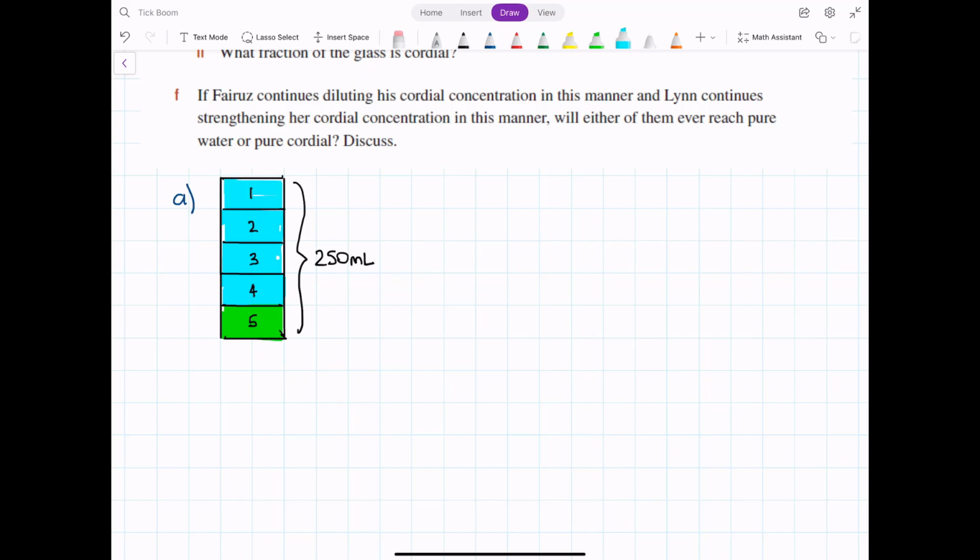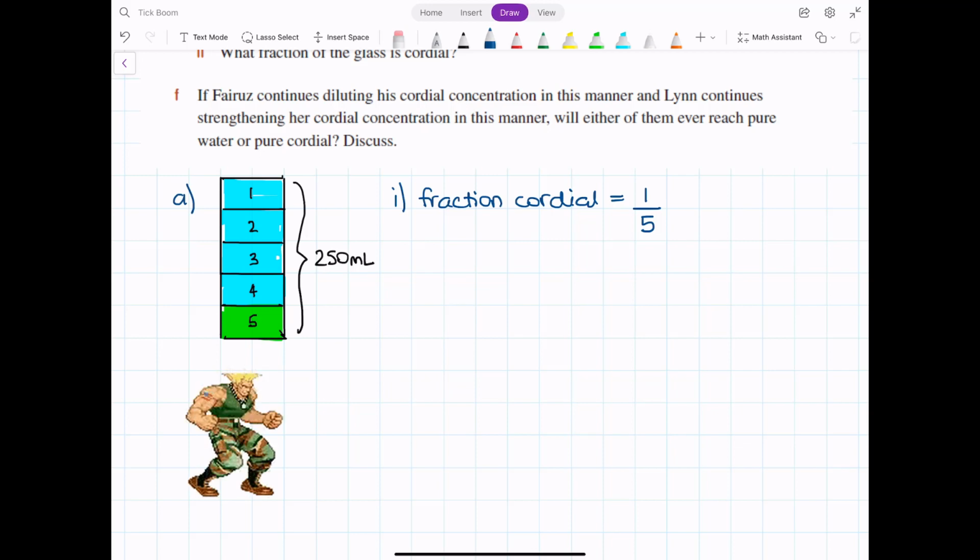The first subpart of this question, part 1, asks us to work out the fraction of this glass that is cordial, and hopefully drawing up this diagram makes it clear that out of the 5 parts, 1 of them is cordial. So we could say the fraction of cordial is 1 out of the total 5 parts.